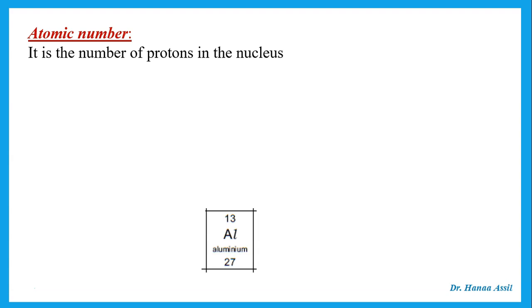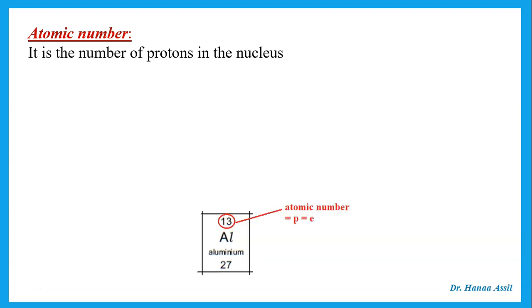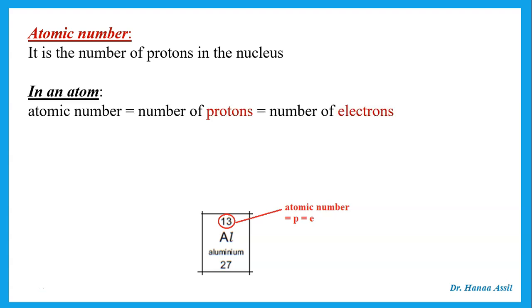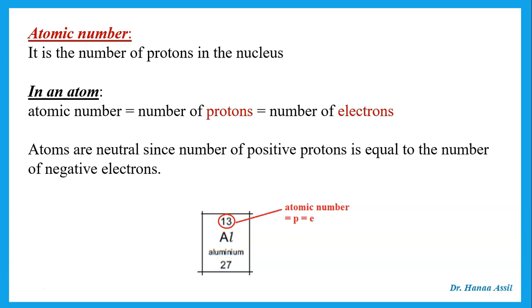Atomic number is the number of protons in the nucleus. So which one is the atomic number? When you look at the periodic table, the smaller one is the atomic number. So that is the number of protons. If we're told what is meant by atomic number, it's the number of protons in the nucleus. But in an atom, the number of protons is the same as the number of electrons, so that is also the number of electrons. Because protons are positive, electrons are negative, and the atom has equal numbers of protons and electrons, the atom overall is neutral. So atoms are neutral because the number of positive protons is equal to the number of negative electrons.